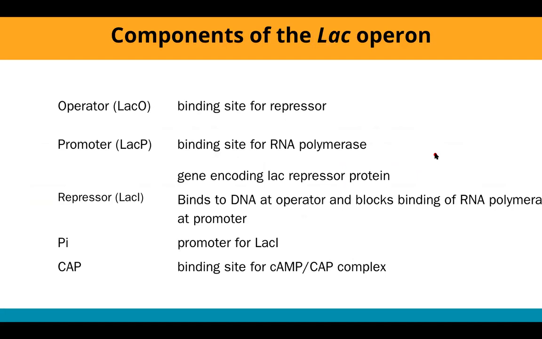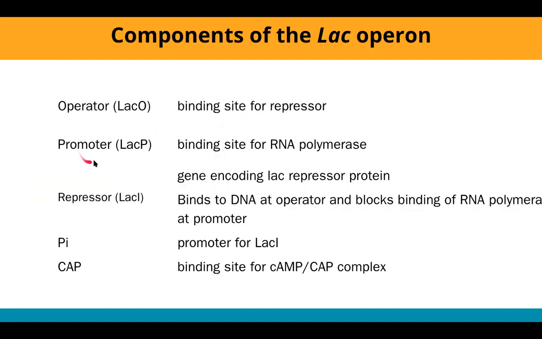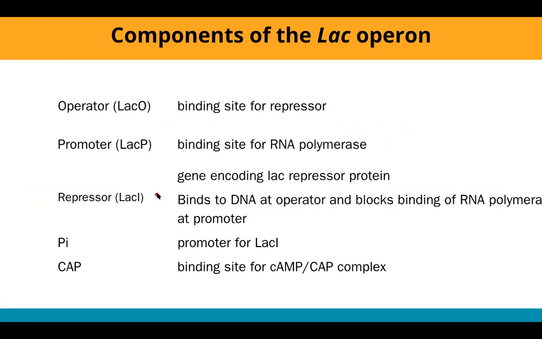What are the functions of these components? The lac operator is the binding site for the repressor. The promoter is the binding site for RNA polymerase. Again, in the operator, it's where the repressor binds, whereas in the promoter, it's where RNA polymerase binds.